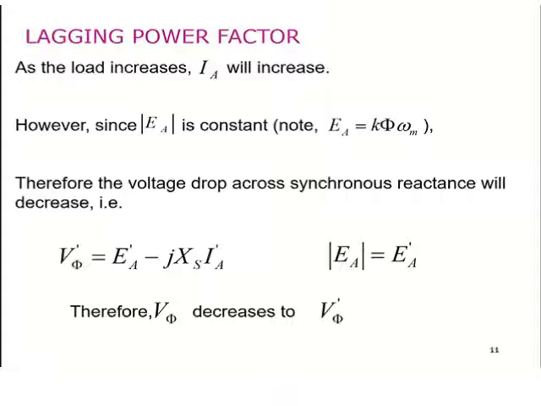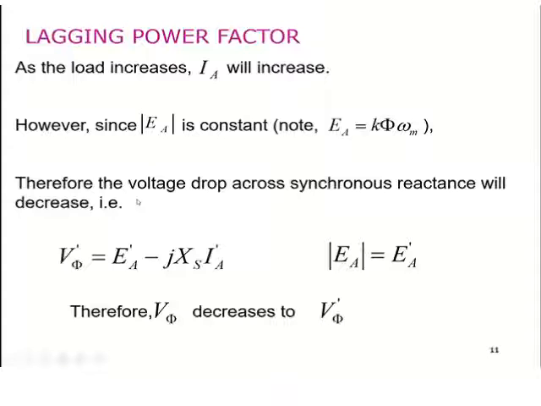Let us summarize this. With a lagging power factor, as load increases, Ia increases, but as I already told you, excitation remains constant. So Ea is constant; Ea is equal to k phi omega. The prime mover speed is also constant, and excitation, that is flux, is also constant, and therefore Ea is not going to change. Therefore, the voltage drop across the synchronous reactance will increase.